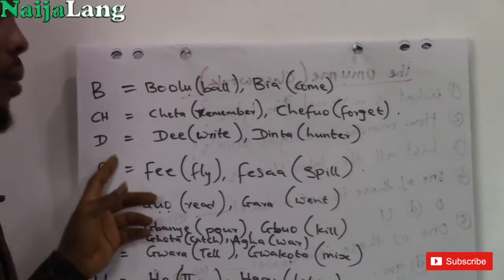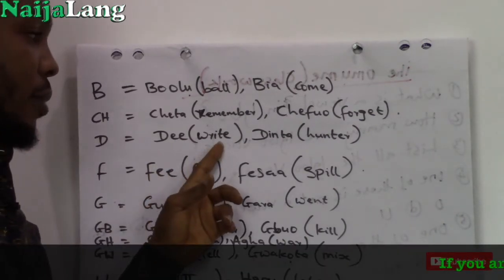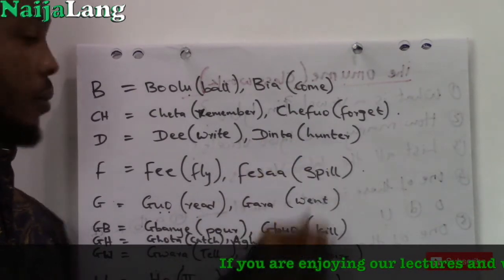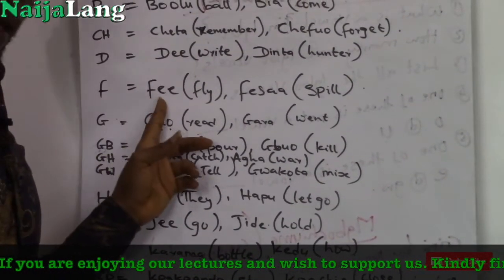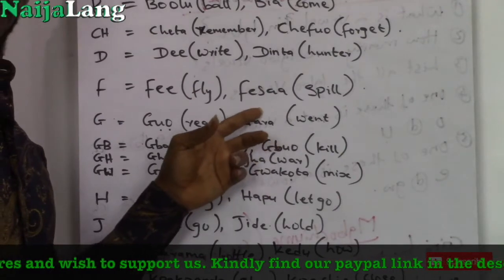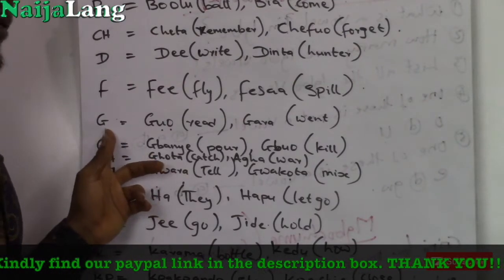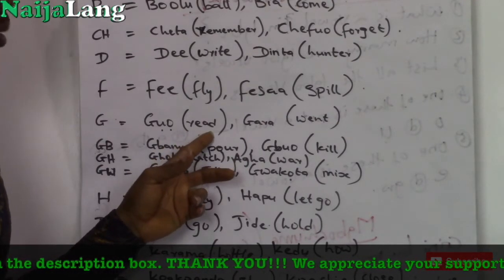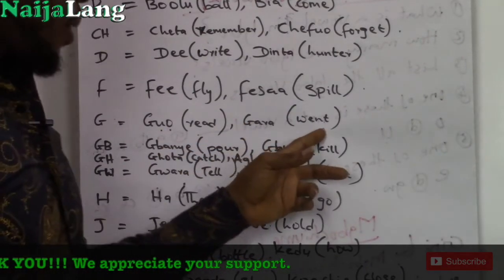The next one is de: dee means write. Dinta means hunter. The next one is fa: fa means fly. Fesa means spill. The next one is ga: go means read. Gara means went.